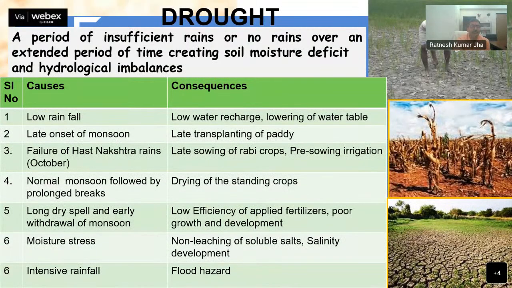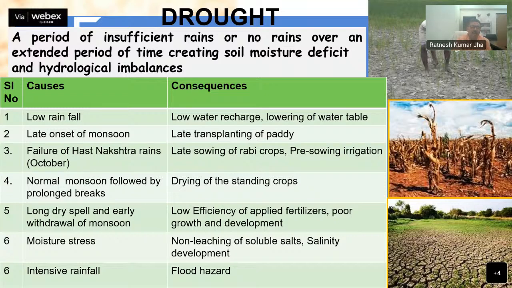So now what is drought? Since we have to discuss drought and flood, flood will be dealt with by our local director of research. So today I will be concentrating on floods and droughts only. Drought is a period of insufficient rainfall or low rains over an extended period of time, creating soil moisture deficit and hydrological imbalances. There are several causes, and every cause is also an effect, you can say.